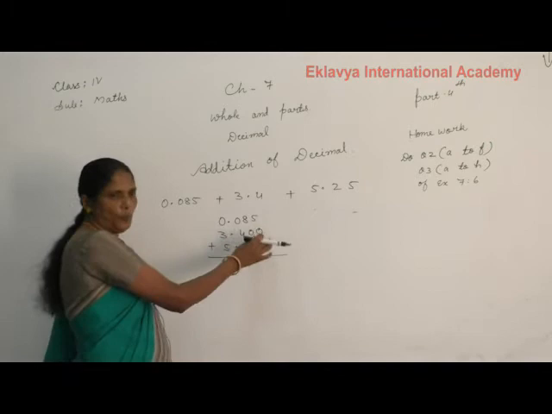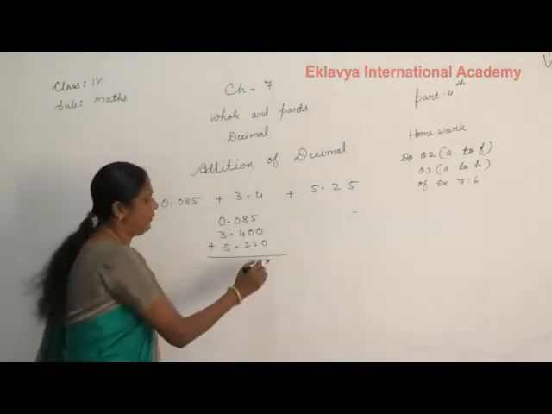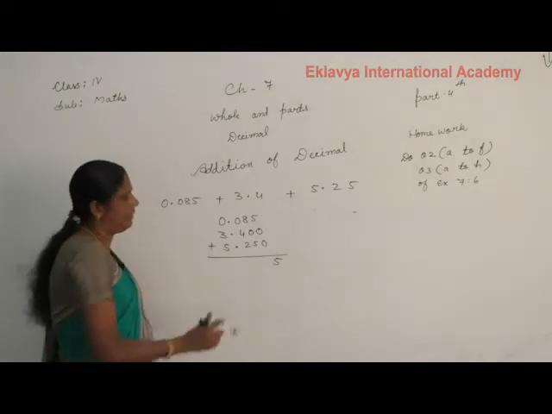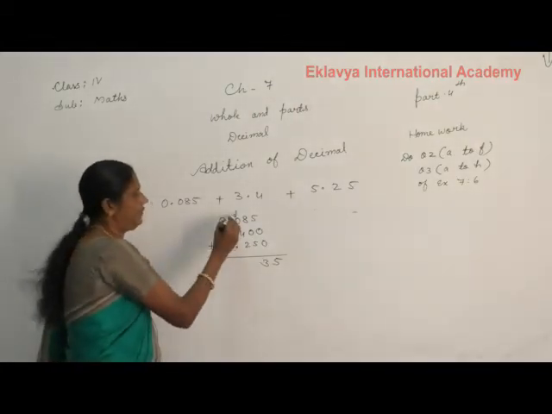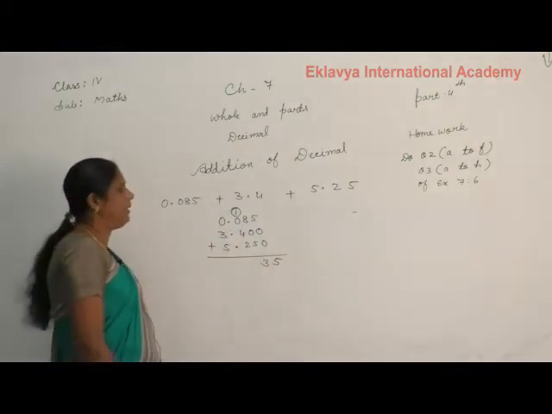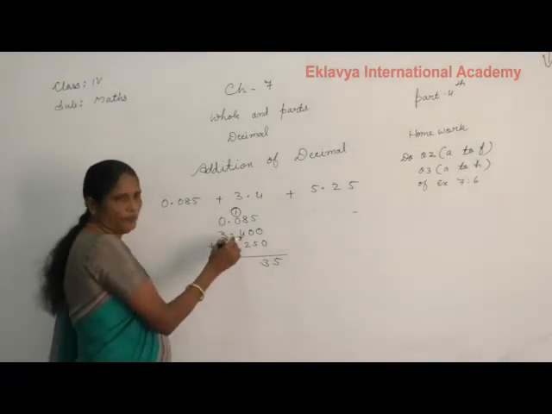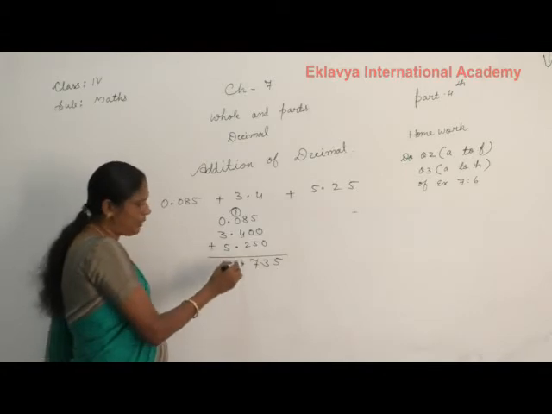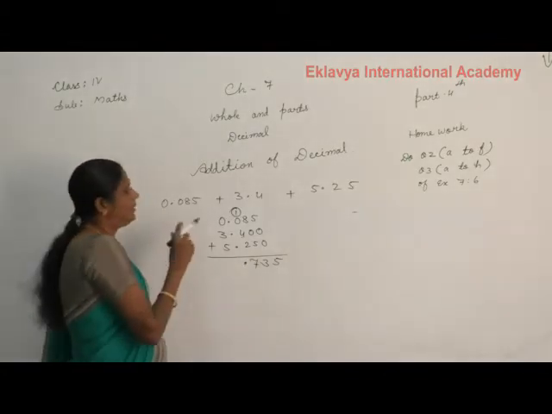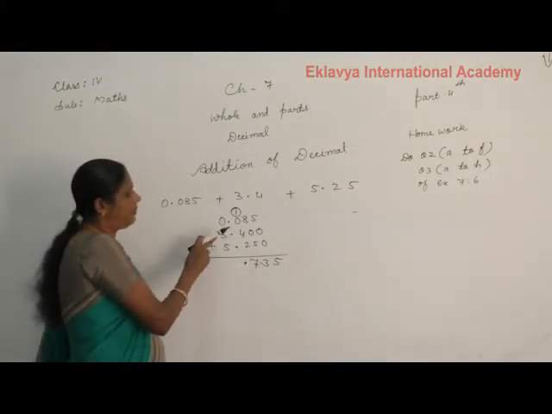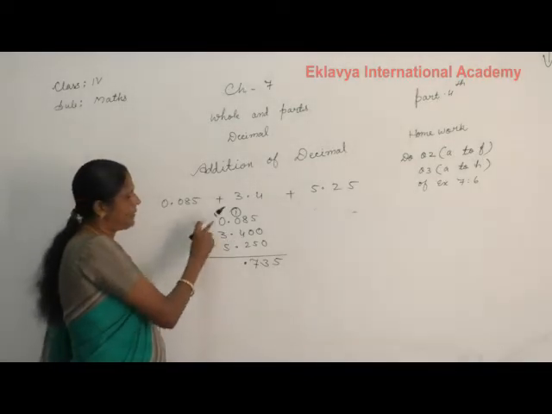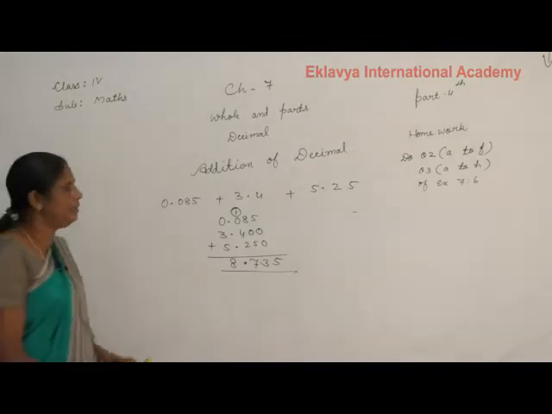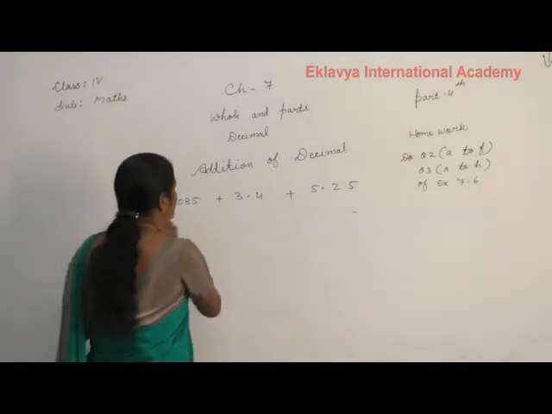Now we add these numbers. 5 plus 0 plus 0. What do you get? 5. 8 plus 5, 13. Carrying 1. Then 1 plus 4, 5. 5 plus 2, 7. Then you put a decimal point. Then 3 plus 5, 8. 8 plus 0, 8. Understand? One more question here.